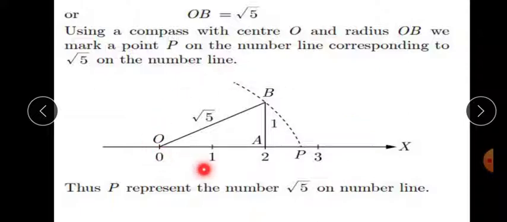So in this manner you can draw any irrational number on a number line. Remember, this whole construction has to be done with the help of a compass and ruler. In the next video we will be solving some more problems from exercise 1.2. Thank you.